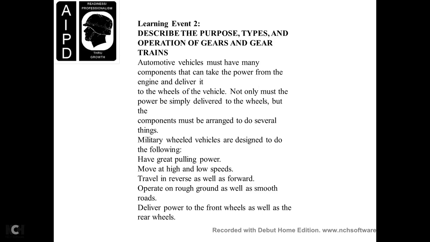Automotive vehicles must have many components that can take up the power from the engine and deliver it to the wheels of the vehicle. The components must not only deliver power to the wheels but also be arranged to do several things. The military wheeled vehicle is designed to do the following: have the power delivered at high and low speed, move in reverse as well as forward, operate on rough ground as well as smooth road, and deliver power to the front wheels as well as the rear wheels.